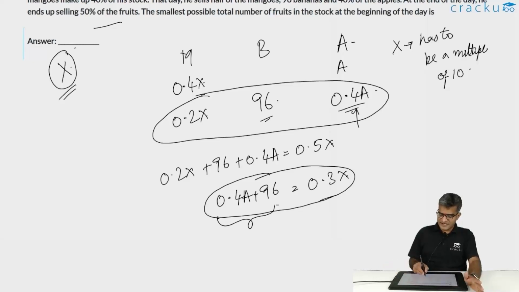In that case, the right hand side is 0.3x, which is 3 by 10 into x. 3 by 10 into x has to be an integer. It cannot be a fraction because 3 by 10x represents the total number of bananas and apples that he sold. The only way this will work out is if x is a multiple of 10. What can we say about a? If you're looking at a, the only thing we can say is that a has to be a multiple of 5.